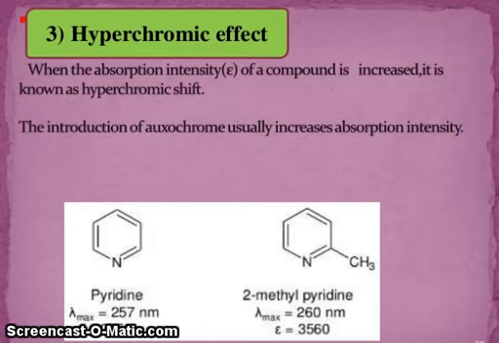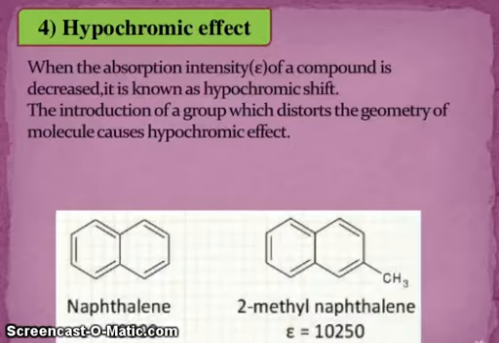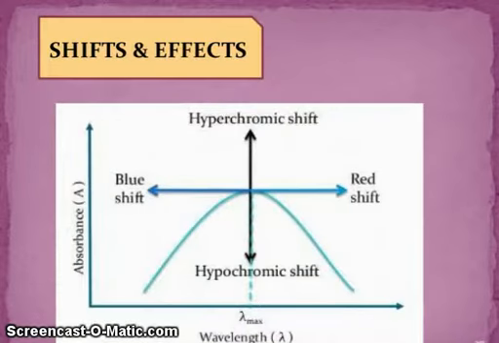The introduction of an auxochrome usually increases absorption intensity. You can see pyridine at 252 and 2-methylpyridine at 260. Now hypochromic shift. When the absorption intensity of a compound is decreased, it is known as hypochromic shift. The introduction of a group which distorts the geometry of the molecule causes the hypochromic effect, for example naphthalene and 2-methylnaphthalene. Now you can see the bathochromic shift, hypsochromic shift and hyperchromic shift.